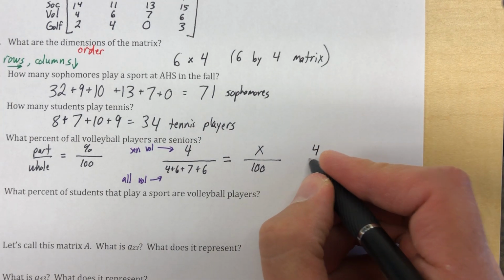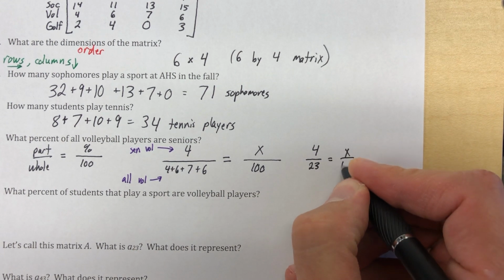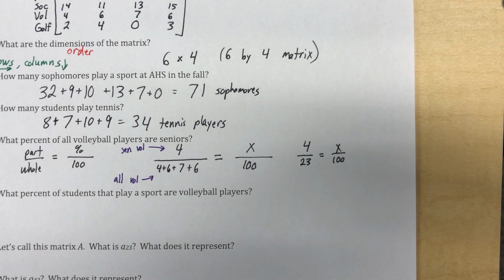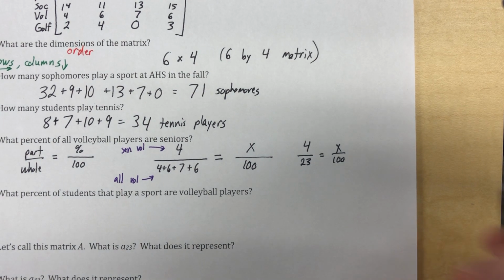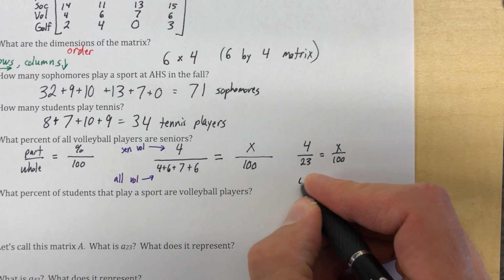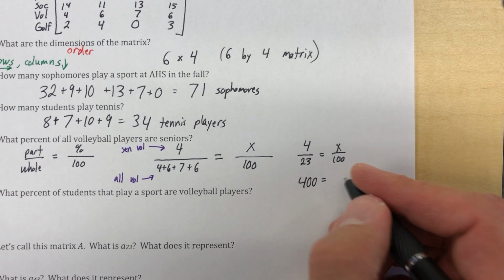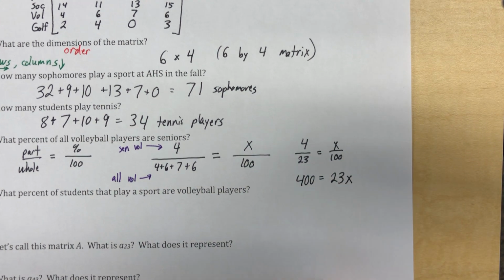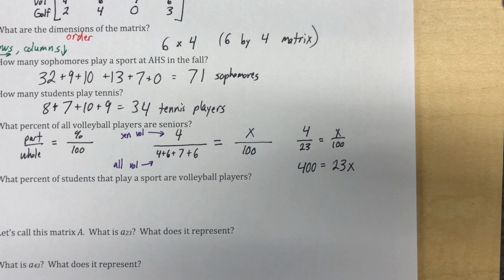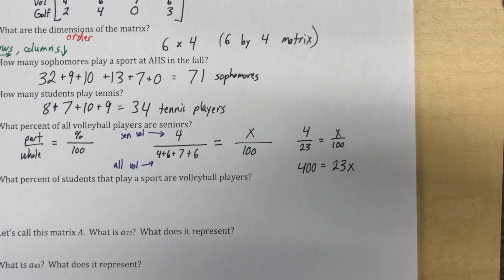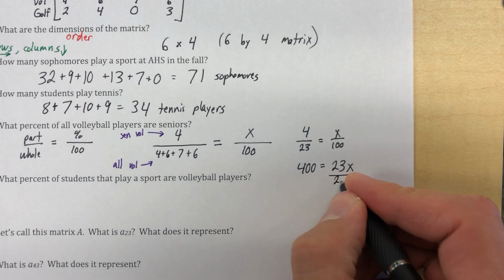So we have 4 over 23 equals something over 100. And I believe at this point we can just do it. So let's cross multiply because we know what we're doing. At this point, 4 times 100 is 400. And then we're going to do 23 times x, and that's going to give me 23x. And now we're just simply going to divide. When we're done, we're going to be able to say, hey, this percent of all volleyball players are seniors. And it will be the same proportion as 4 over 23. We're going to divide by 23.